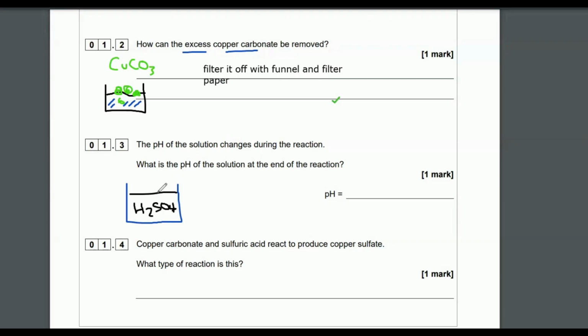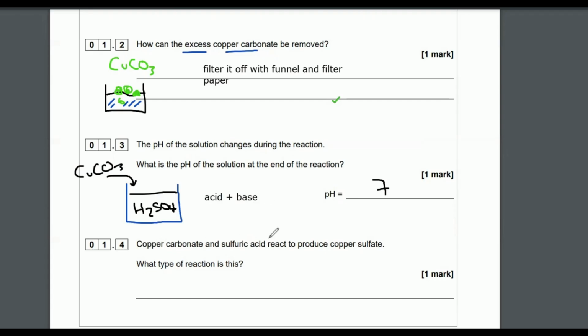Now, what happens when you're adding the copper carbonate? Copper carbonate's a base. So what happens when you add a base and an acid? Think about it. Acid plus base, what do we call that type of reaction? You guessed it. So we should expect to see a pH of 7 at the end, because at the end of the reaction, there's no acid left. All you have is salt and water, which have a pH of 7.